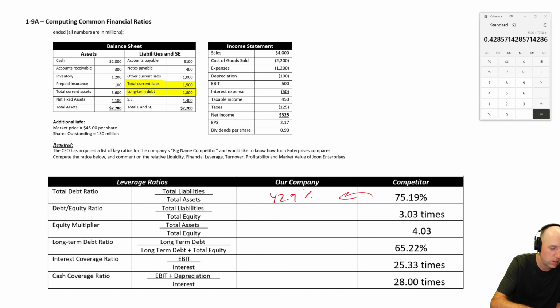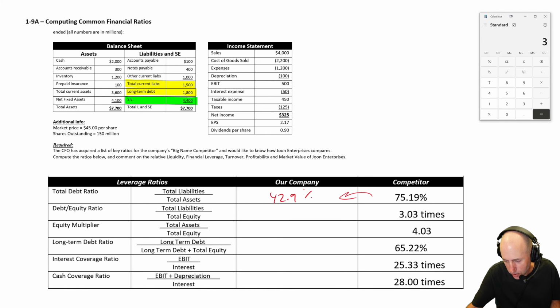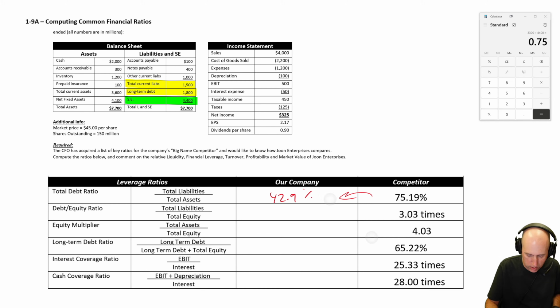Okay, next one is total liabilities divided by shareholders' equity. So again, 3.3 million was our total liabilities. Our shareholders' equity, 4.4 million. So it's 0.75. Now you can see the big difference here with our more leveraged competitor, right? We've got more equity than we have debt. They've got way more debt than they have equity. Those two things should go together. We have less leverage.